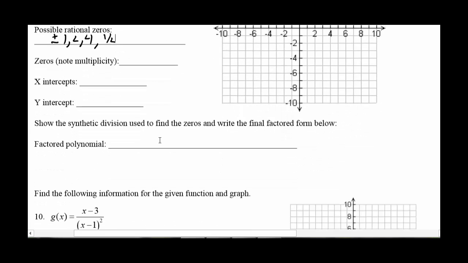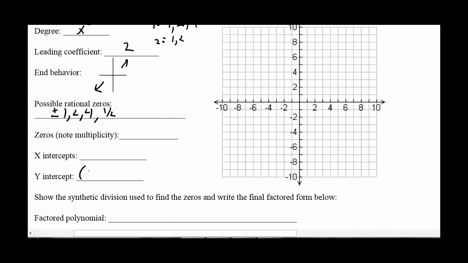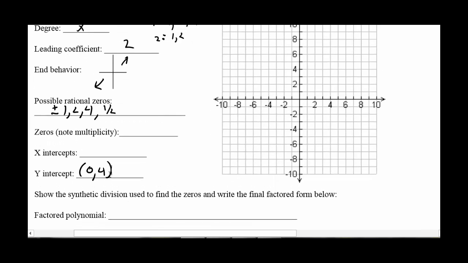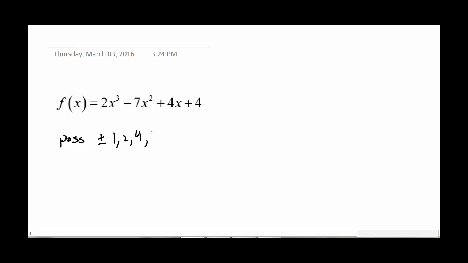Alright, and y-intercept. So if we go back in and plug zeros in for x, we should end up with 4 at the end. So 0, 4. And now I need to go in and factor it. So let me come over to my little scratch paper here. We already made our list of possibles. It's plus or minus 1, 2, 4 and a half.